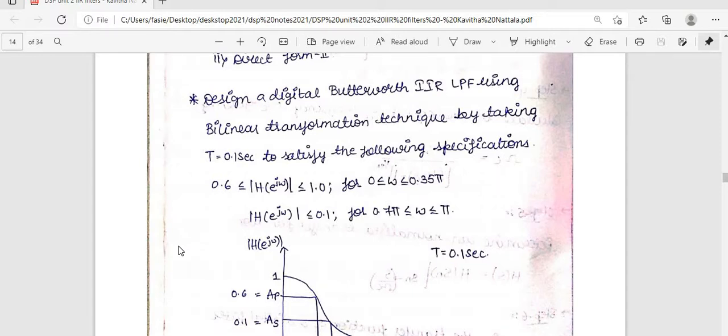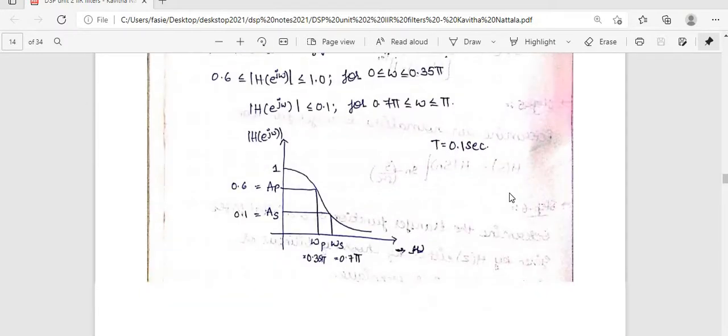In the previous question, we had to design a Butterworth IIR low pass filter, that is digital, by using the bilinear transformation technique. Here the gain is 0.6 to a maximum of 0.1, and the frequency is 0.35 pi to 0.75 pi, right? T is given as 0.1 second.